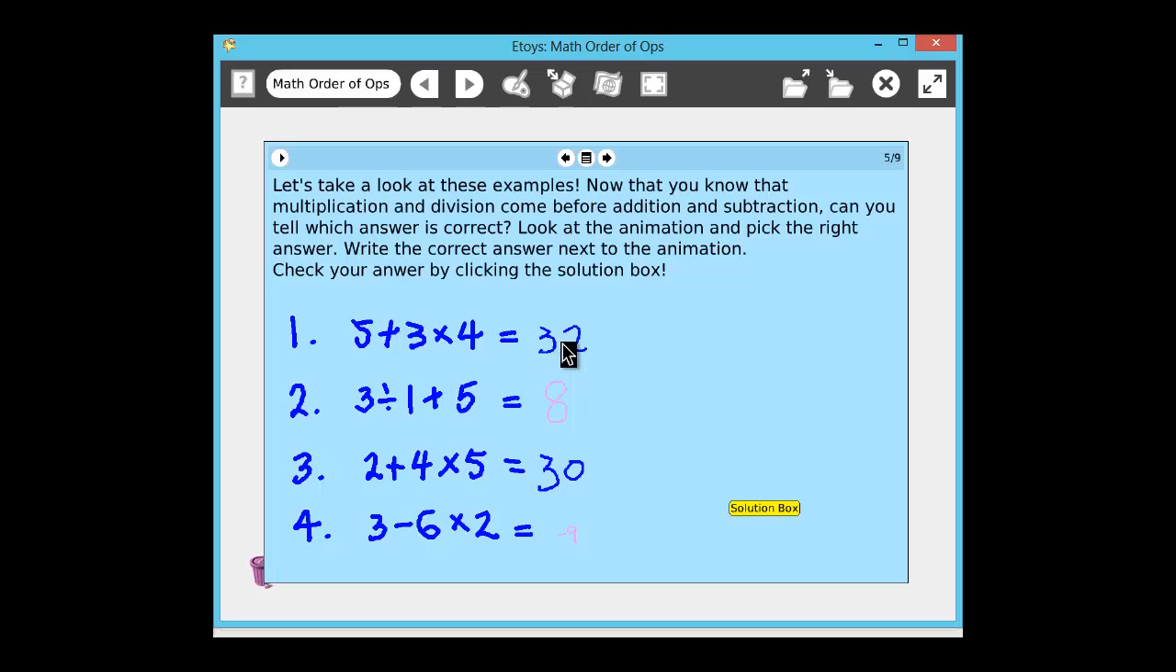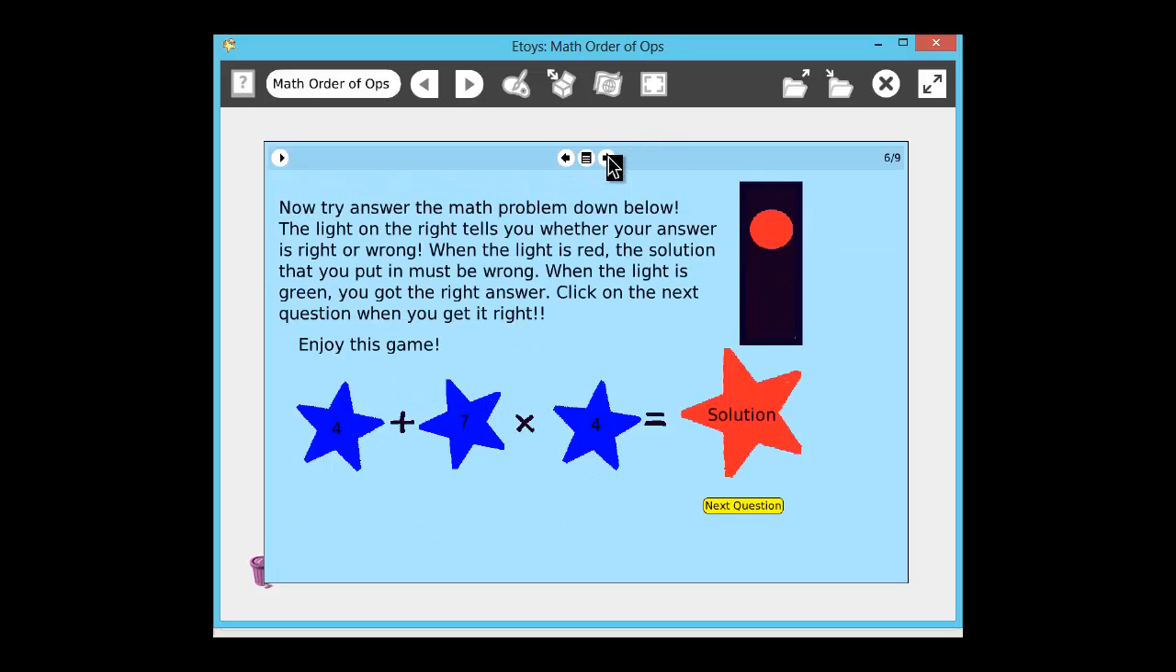In this page, there are two possible answers for this. One is correct and one is incorrect. So they need to decide, is it 5 plus 3 first and then times 4, or is it 3 times 4 first and then plus 5? And they have solutions to check. So that's a little bit of practice.